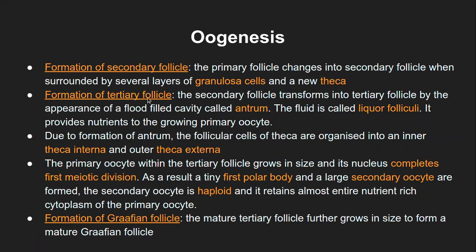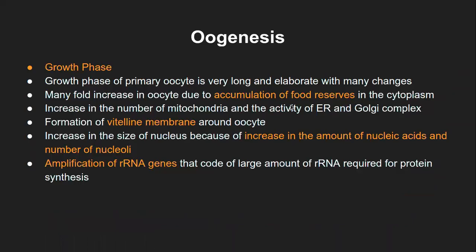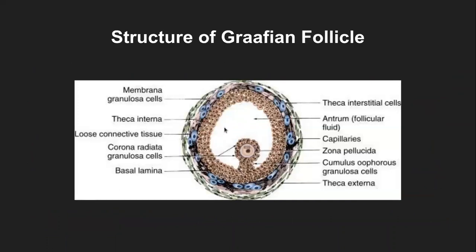Then the third step in the multiplication phase is formation of the tertiary follicle. The secondary follicle will transform into a tertiary follicle by appearance of a fluid filled cavity called antrum. It's not flood filled, it's fluid filled cavity, which is called antrum. Antrum, again, is a general terminology which refers to a cavity. So within the oocyte, what you have is this antrum cavity.